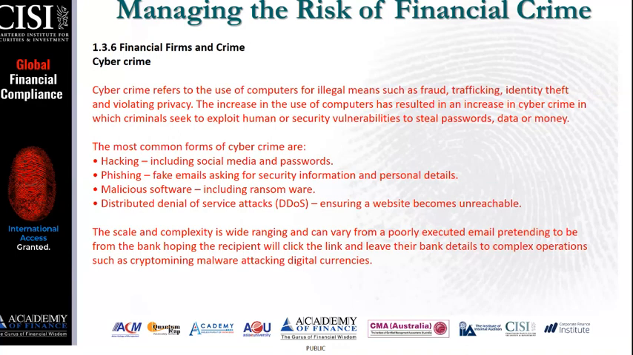Some types of crime include hacking, including social media and passwords, and phishing, which is fake emails asking for security information. How many times have you got a message saying that you have won a lottery, or your bank account details need to be updated? Those are all called phishing mails. Then there is malicious software and distributed denial of service, or DDoS, attacks. The scale and complexity is wide ranging and can vary from a poorly executed email pretending to be from a bank, hoping the recipient will click on the link and leave their bank details, to complex operations as well, right? So malware attacks, digital currencies, etc.